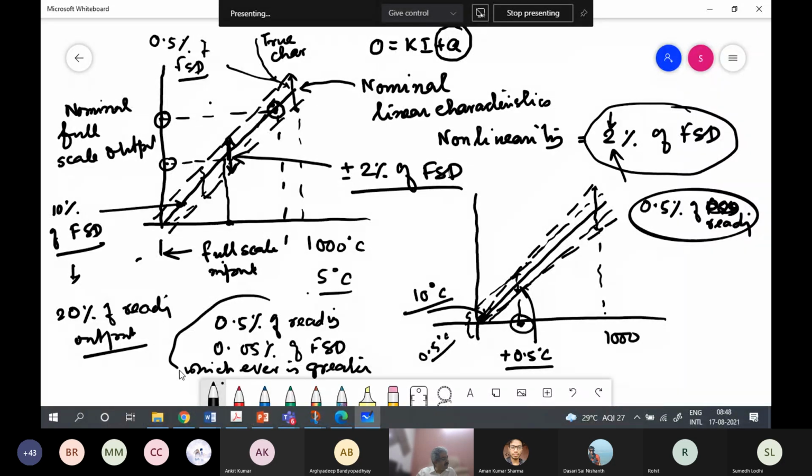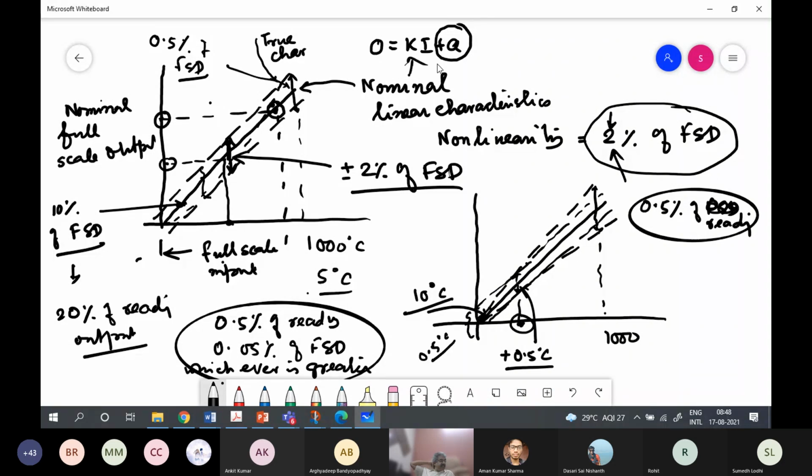If I give my nonlinearity error specification, nonlinearity is the deviation from a linear characteristic. So there is a nominal characteristic which is given by this number K, the sensitivity that I have stated of the instrument, but the readings will vary because of nonlinearity effects. And how much will be the maximum possible variation? If you use it as a linear instrument, then you may be in error. And I am bounding that error.